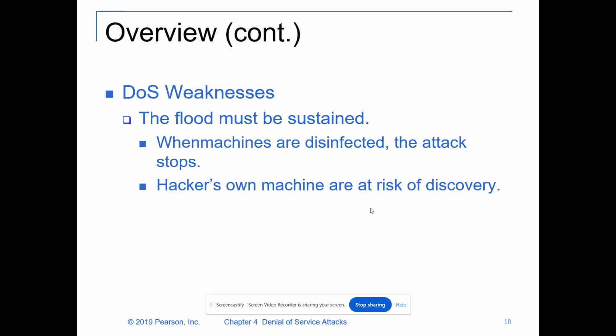Ultimately, with DOS weaknesses, a hacker must successfully spoof the source IP. The flood itself, so to speak, must be sustained. And so in a DOS, as soon as the victims' machines are quote-unquote disinfected, ultimately the attack stops. And so in a single attack, the hacker's own machine is at risk of discovery.